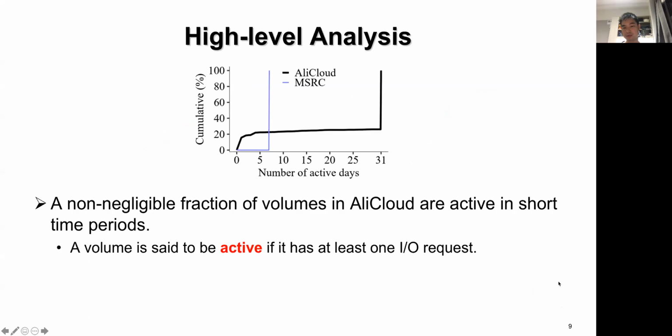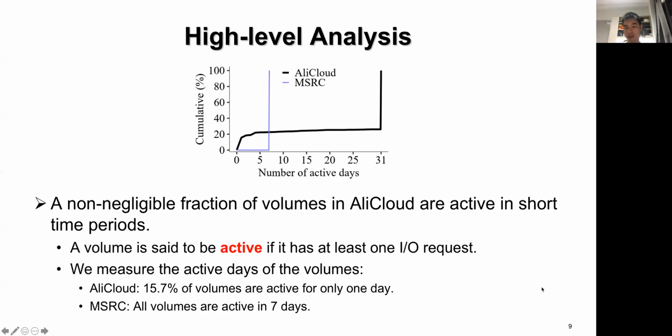We study the activeness of the volumes and measure the number of active days for each volume. A volume is said to be active if it has at least one IO request. We find that a non-negligible fraction of volumes in Ali Cloud are active in short time periods. The figure shows the cumulative percentage of volumes with respect to their active days.